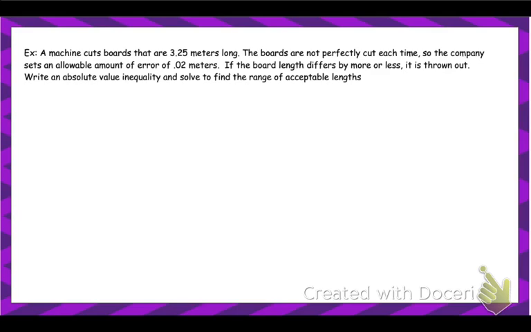So a machine cuts boards that are 3.25 meters long. The boards are not perfectly cut, so there's an allowable amount of error. That error is kind of like last time, where we had our midpoint and our allowable difference. That's what we're going to have on the other side. It says if the boards differ by more or less, they're thrown out. So what we need is the amount of error to be less than or equal to 0.02. So we take the length of the board, subtract 3.25, take the absolute value, less than or equal to 0.02. Again, you can go ahead and solve this.